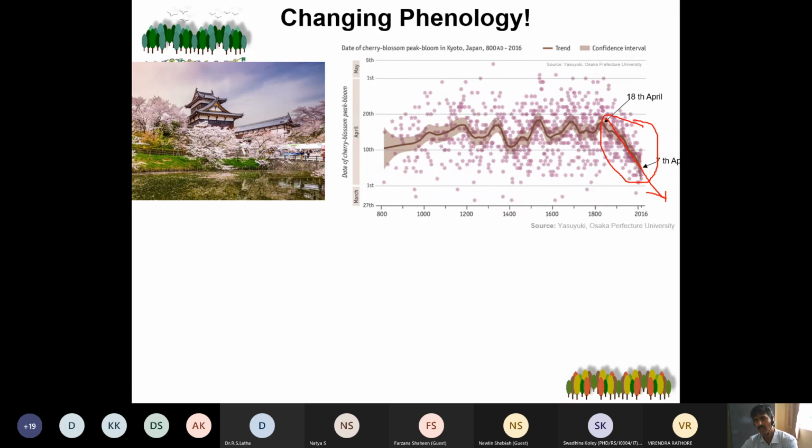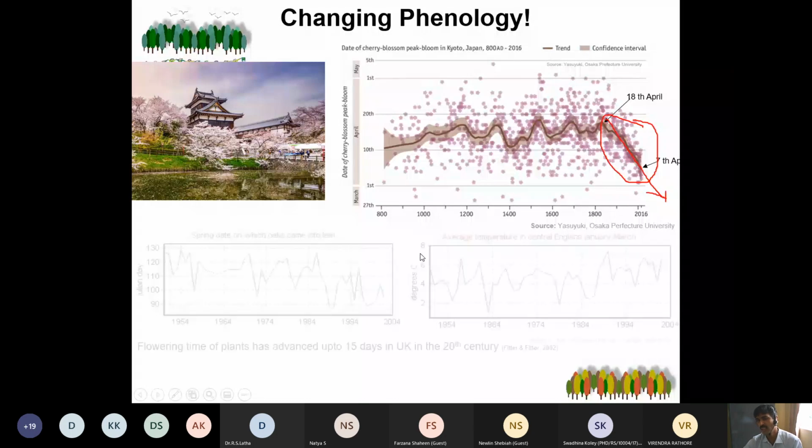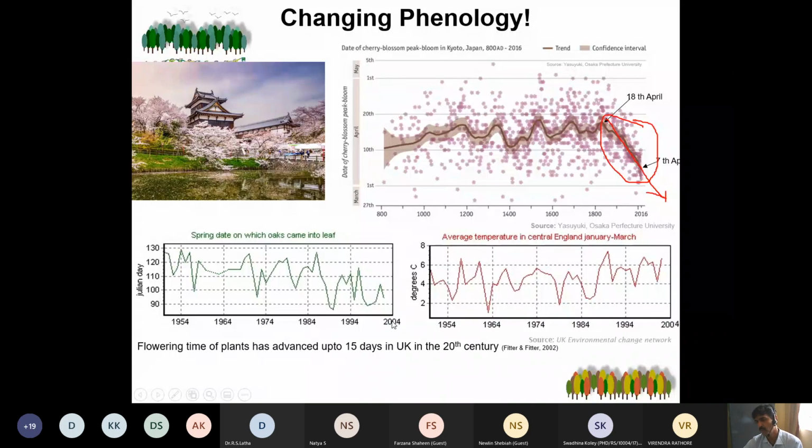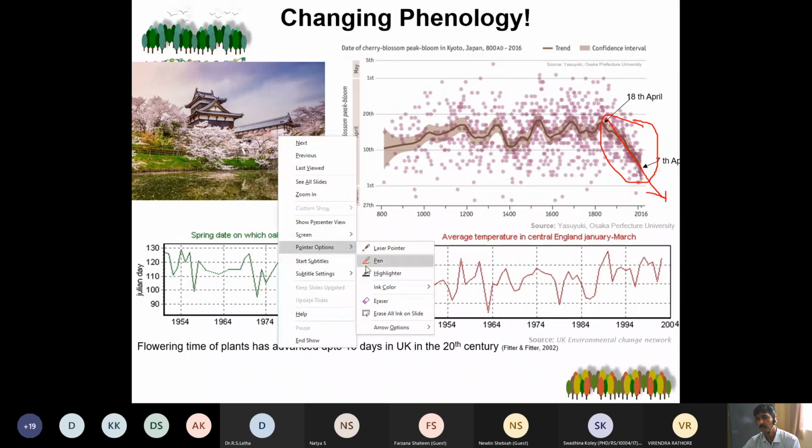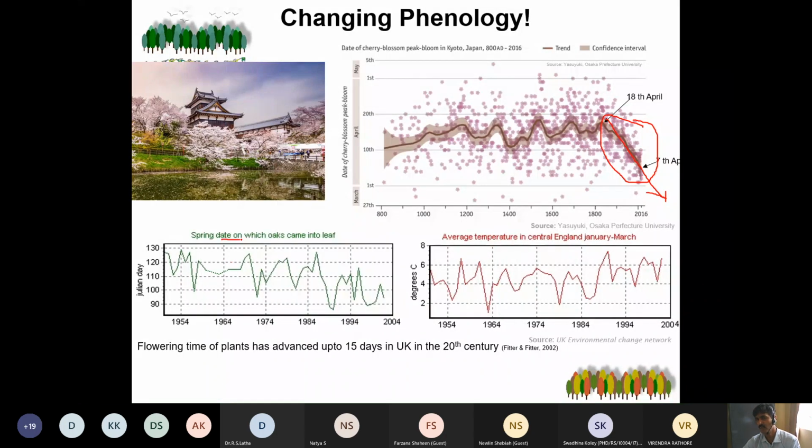So now let us go back to our point. What are the evidences? Whether the climate is changing, whether the vegetation is reacting to that. These are some of the evidences. Other evidence also comes from the UK. People have observed the date on which the first leaf came into the picture in the oak tree. So there is a clear-cut trend.